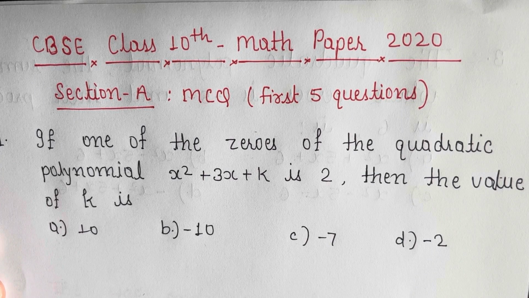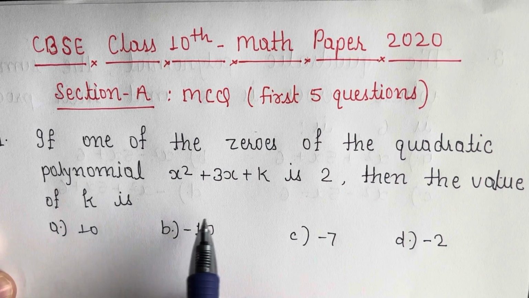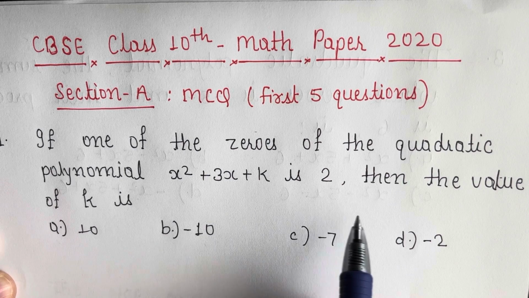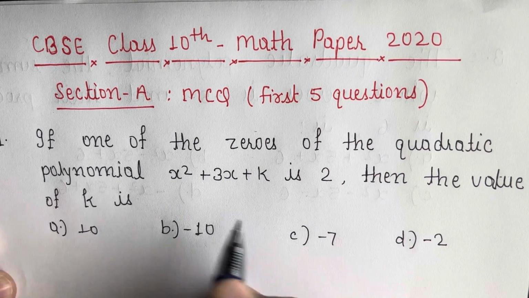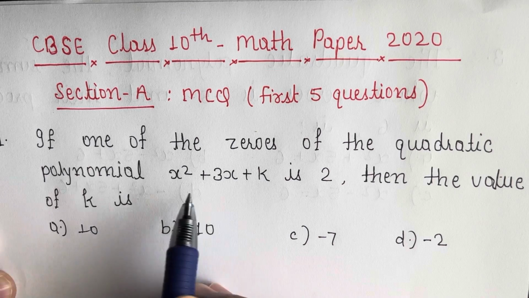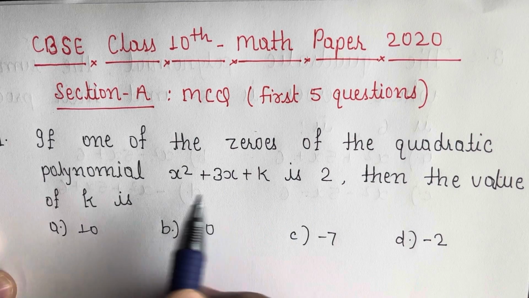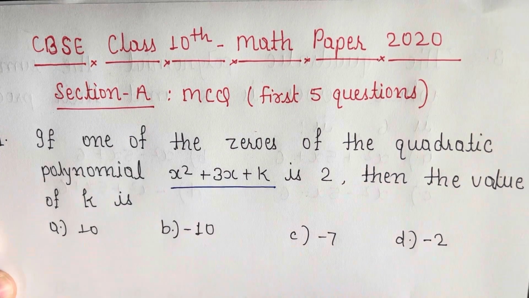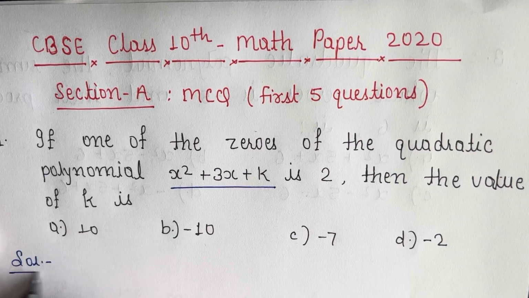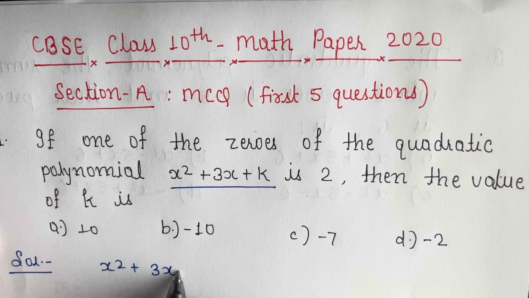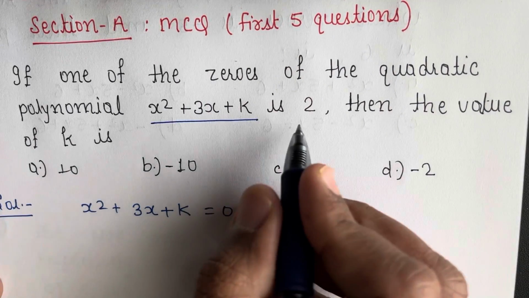So the first question is in Section A in the MCQ. If one of the zeros of the quadratic polynomial x squared plus 3x plus k is 2, then to become a zero of any polynomial, when you place that number, the value of this polynomial should be 0. So to start with, x squared plus 3x plus k should be 0. Here the zero of this polynomial is 2.